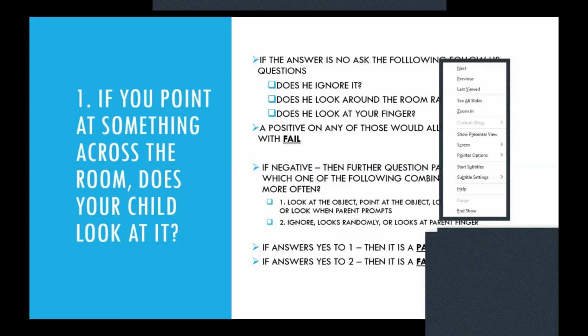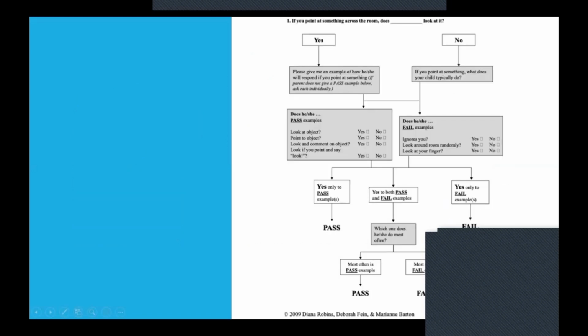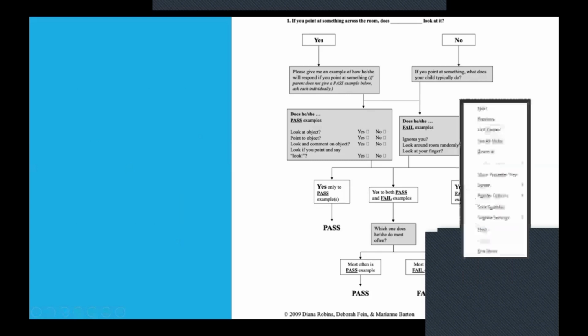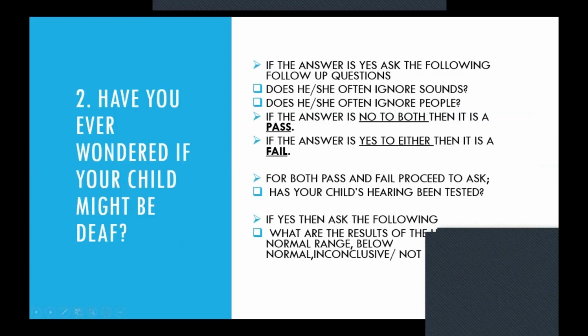what you're talking about? So, and I've added these flow sheets in there because they are a little bit more detailed than what we're talking about overall. There are some areas, but it gives you an idea. Obviously, if the answer was no, then you can do the follow-up questions, and then they fail again if they ignore you, or they look around randomly, or they look at your finger or their fingers. And there's some that are pretty straightforward. So that's a pretty straightforward one.